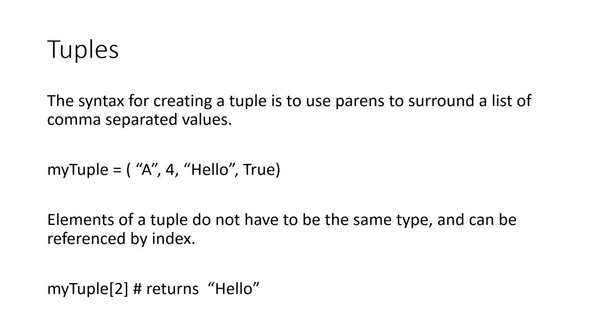Now, to create a tuple, you use the syntax of surrounding a list of comma-separated values by parentheses or parens. So in this case, you can see we're creating a tuple called myTuple, and we're setting that equal to the string a, the number 4, the string hello, and the Boolean value true. Like a list, elements of a tuple do not have to be the same type, so you can have a mixed tuple like this. And they can also be referenced by index. So if we reference myTuple sub 2, that would go to the 0, 1, second index, which is the word hello. It would return the string hello.